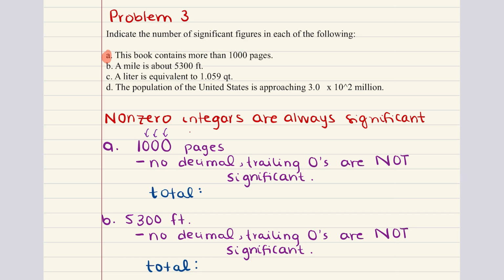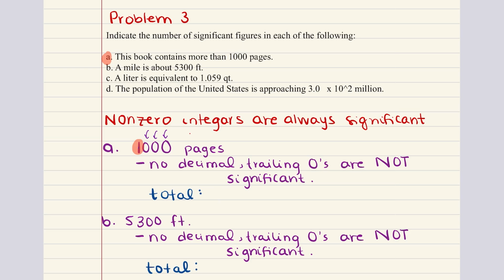And so that means when we look at 1,000, the only digit that's a significant figure is 1. This is a non-zero digit. It always counts as a significant figure. The other 3 zeros are trailing zeros, and since there's no decimal point, they are not significant. So 1,000 has a total of 1 significant figure. Awesome. Let's look at B.